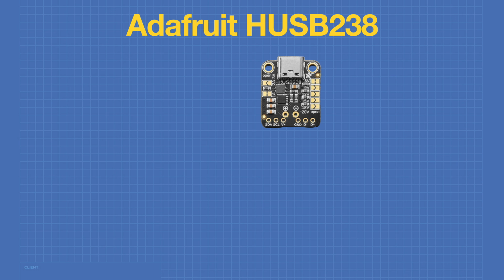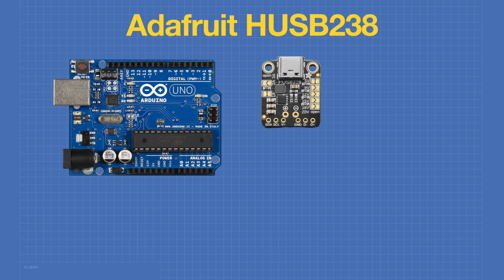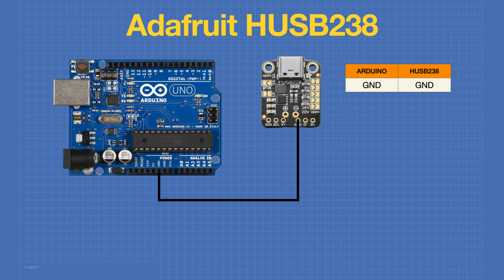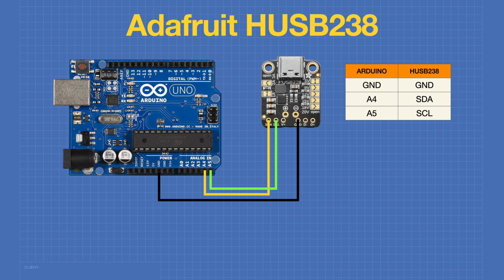Let's do an experiment with the HUSB238. We'll bring in an Arduino Uno, and we'll hook it up as follows. We'll connect the ground from the Arduino to the ground pin on the HUSB238. The Uno's pin A4 will be connected to the SDA pin on the power trigger module, and pin A5 will be connected to the SCL connection. V plus is the positive output voltage, and we'll use that along with a connection to ground.